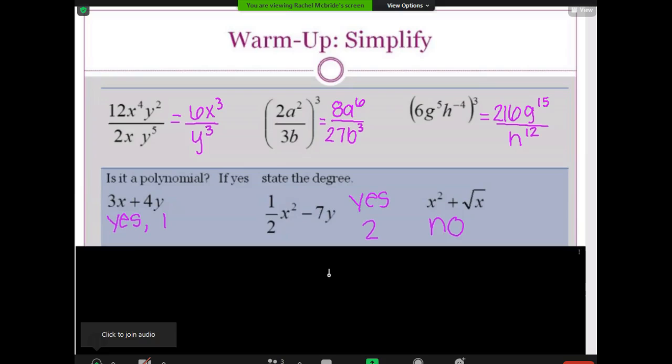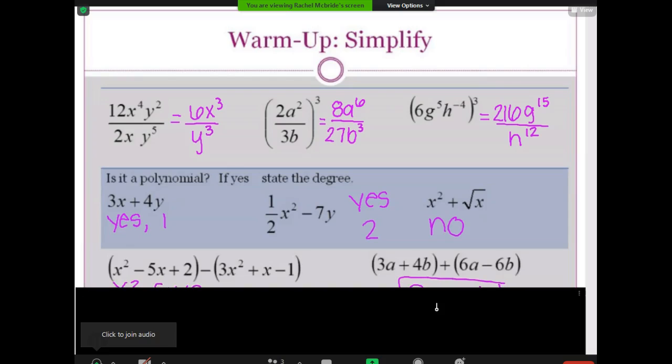Okay, is it a polynomial? If yes, state the degree. The first one is a polynomial. That's a linear expression, so that is yes, degree 1. The second one is also a polynomial. It is yes, degree 2. And the last one is no, because it contains a radical, and a radical makes it non-polynomial.